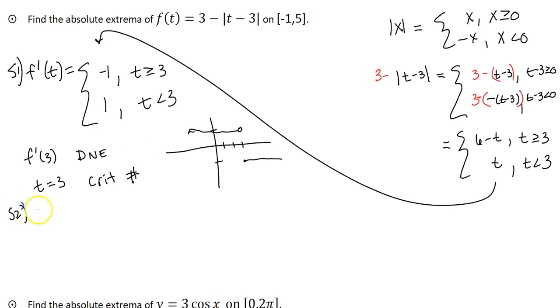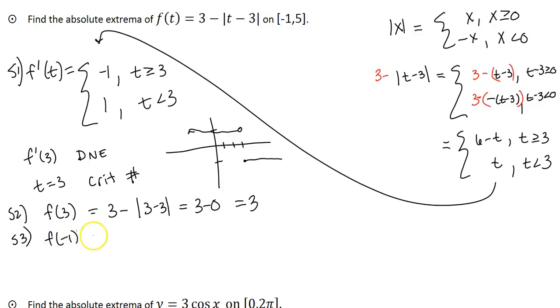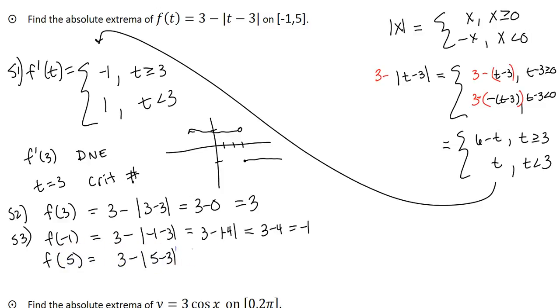So for step 2, I'm going to find f of 3, which would be 3 minus the absolute value of 3 minus 3, or 3 minus 0, or 3. And then for step 3, I'm going to check the endpoints. So f of negative 1 would be 3 minus the absolute value of negative 1 minus 3, which is 3 minus the absolute value of negative 4, which is 3 minus 4, or negative 1. And f of 5 would be 3 minus the absolute value of 5 minus 3, which is 3 minus the absolute value of 2, or 3 minus 2, or 1.